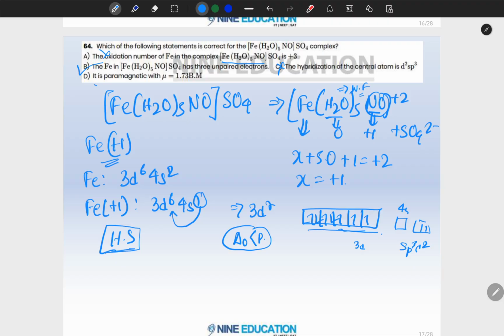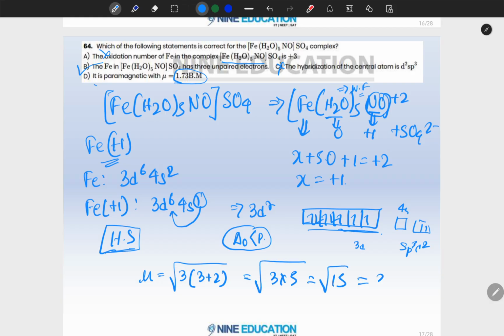Last, it is paramagnetic, but the value of magnetic moment is not this. So how can we calculate the magnetic moment? The magnetic moment will be equal to root of 3 into 3 plus 2. There are 3 unpaired electrons, right? So 3 into 5, so under root of 15. So the value will be closer to 4. Actually the value is 3.87. So the correct value of magnetic moment is 3.87. So option D is also incorrect. That's why we have to find out the incorrect statement over here. So B is the incorrect statement.